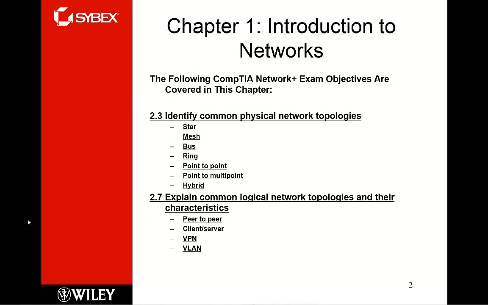So in chapter 1, it's basically an introduction to networking, an introduction to the course, and what we're starting off with is describing different types of network topologies, both physical and logical, and there's a whole bunch of examples we'll go through on these.